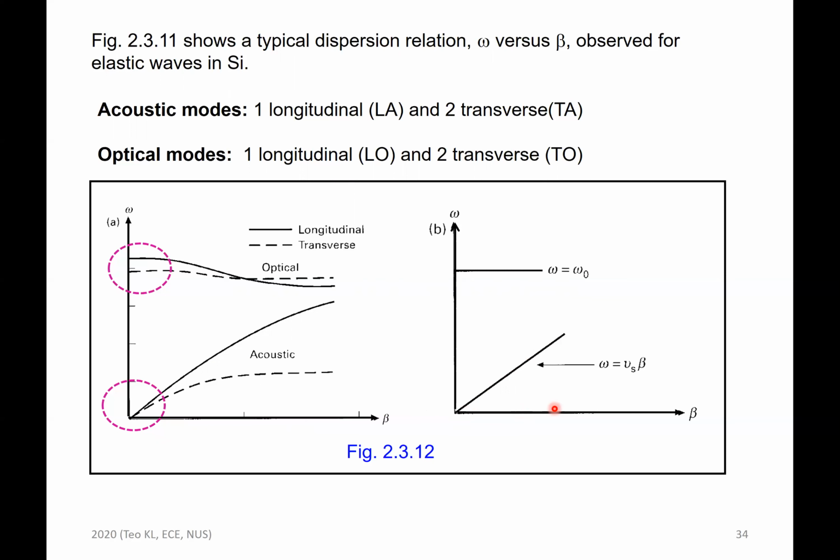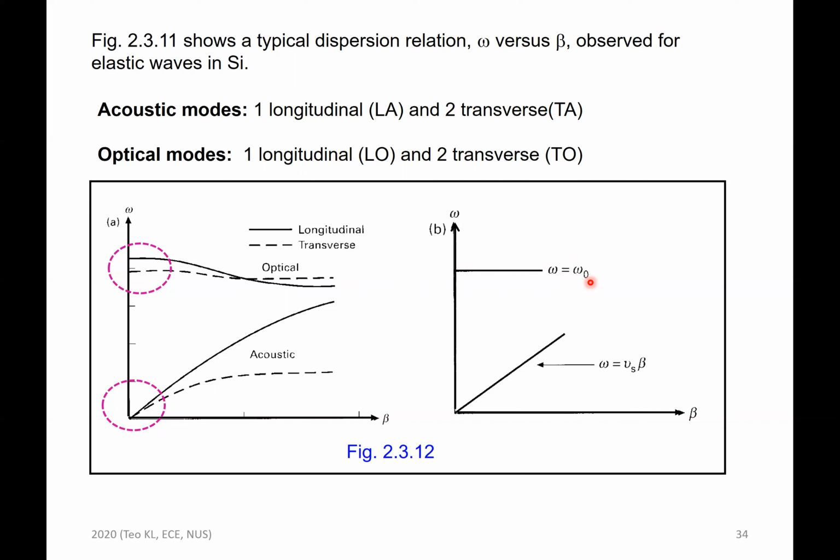And omega is the angular frequency. Acoustic is related to sound, so Vs is the sound velocity. The phonon wave vector gives you the angular frequency of the acoustic mode. Near beta equals 0 for the optical branches, you can see that they are almost flat, a constant value. So we take this as a constant value, omega equals omega naught. Omega naught represents the angular frequency for the optical mode.